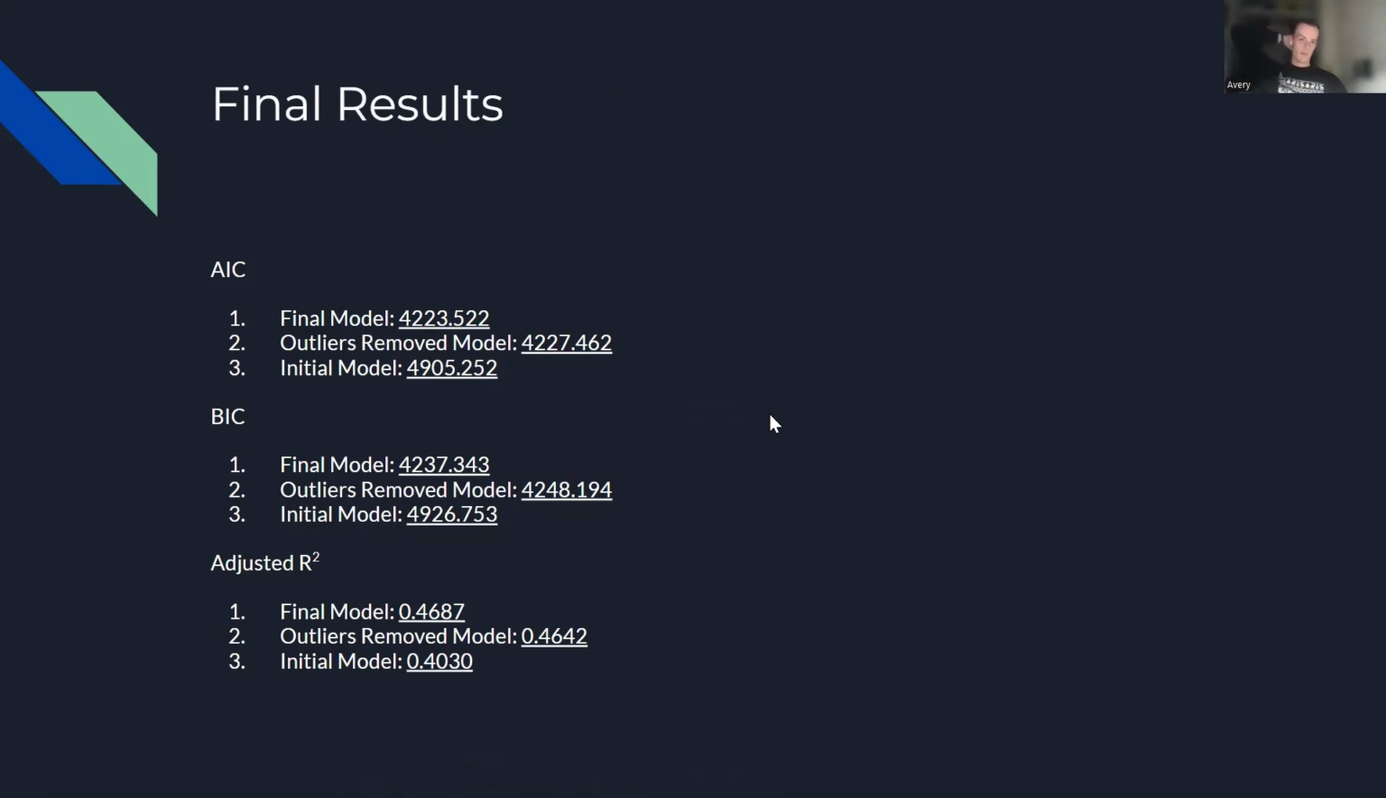A little bit more on the results front, on the differences between these models. Our final model had better AIC, BIC, and adjusted R squared compared to both our initial model and the model with the outliers removed. You can see that the biggest jump was when we removed those outliers. That makes sense because we removed some points that were creating a lot of noise in our data. So we're going to fit the data better, but we can still see that cutting down from 4 predictors down to 2 significantly improved our model as well across AIC, BIC, and adjusted R squared.